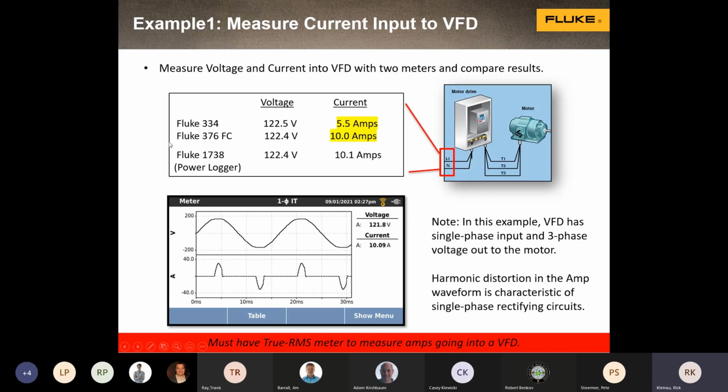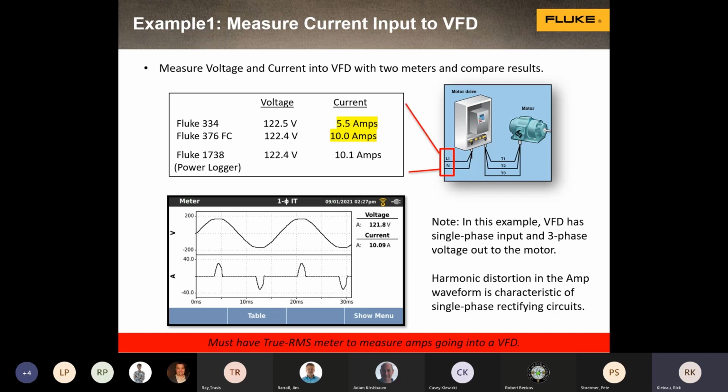If I compare the specs on the two meters, the one on the top, the 334, is not a true RMS meter. The 376 is a true RMS meter. If you have no harmonic distortion, you're fine when you're measuring, even if your meter's not true RMS. Now this applies to AC, right? But if you have harmonic distortion, which means you do not have a perfect sine wave, and you don't have a true RMS meter, your readings aren't going to be right. And they can be way off, as you see.